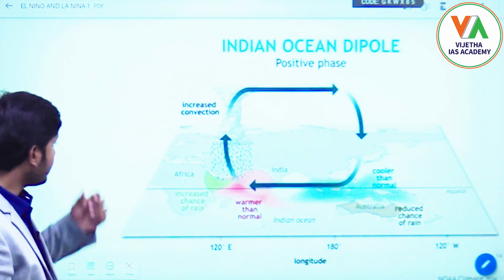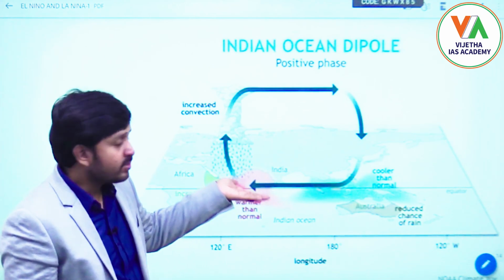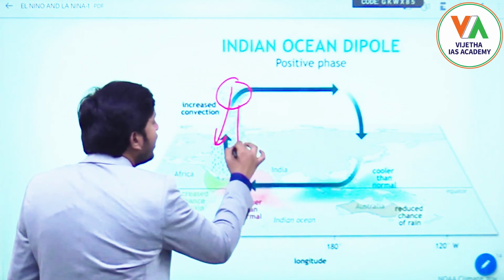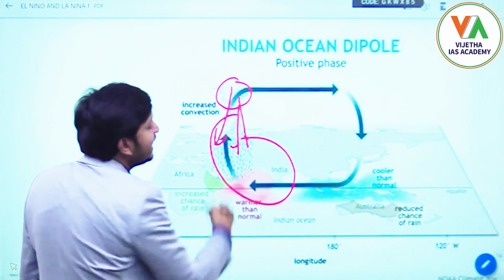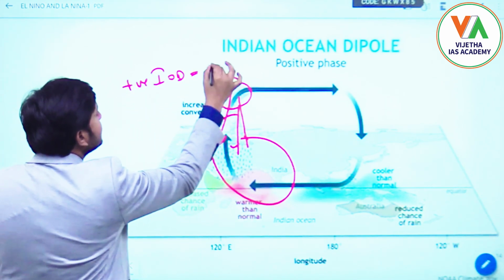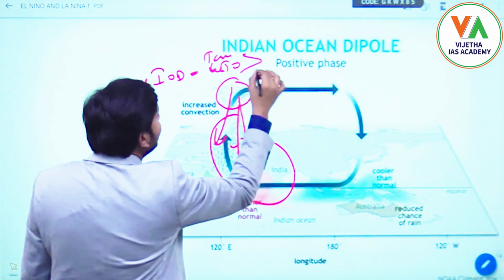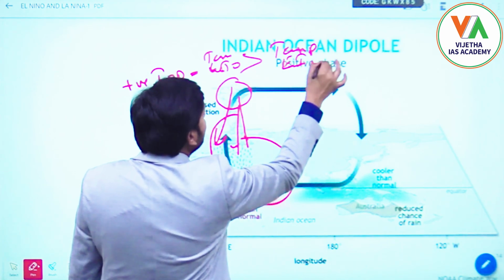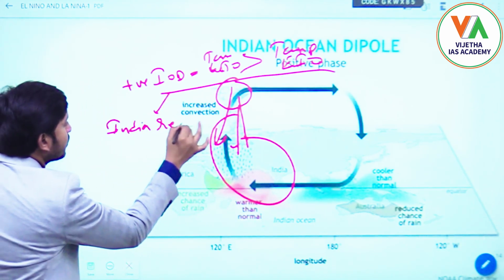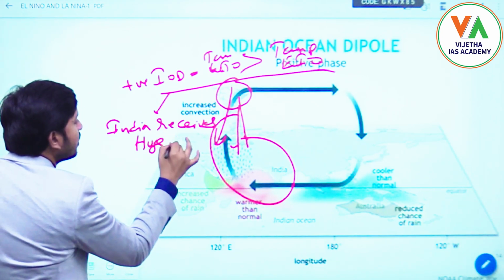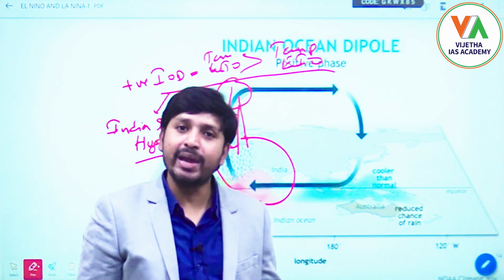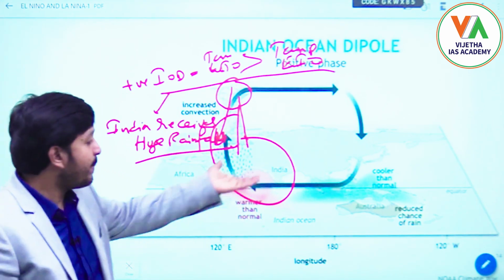Is it clear? Once the temperature of Western Indian Ocean is warmer, the air attached to it also becomes warmer, expands and rises, and it will give a huge amount of rainfall in this region. Because of that, this entire Indian region will also receive a huge amount of rainfall. So during positive Indian Ocean dipole, where the temperature of Western Indian Ocean is greater than that of Eastern Indian Ocean, India will receive huge rainfall. Remember, India will receive huge rainfall when there is positive Indian Ocean dipole, where the Western Indian Ocean will be warmer compared to the Eastern Indian Ocean.